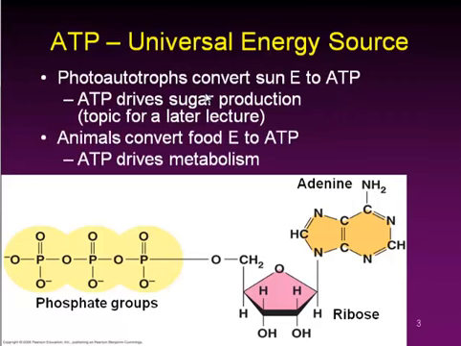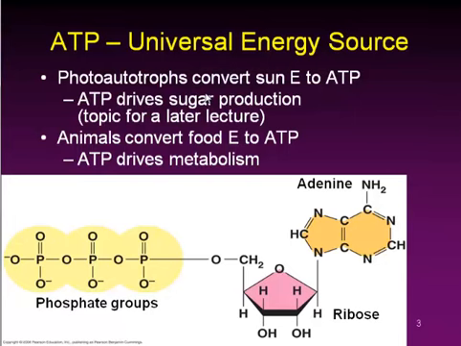Now, what about animals? We're not photoautotrophs. We can't use sunlight. So instead, we convert food energy, what we put into our body, and we burn that, and the energy we get out of that food, we put into making ATP so that we can use that ATP for all the myriad of functions that happen in our body. So ATP actually drives metabolism.